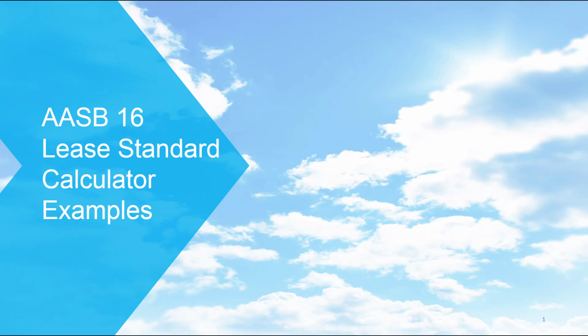This video is designed to assist in using the Lease Toolkit that you've purchased, and we'll go through 8 examples. 6 examples will be for a June year end, and then we'll use 2 further examples for a December year end. This will enable you to use it for different year ends.